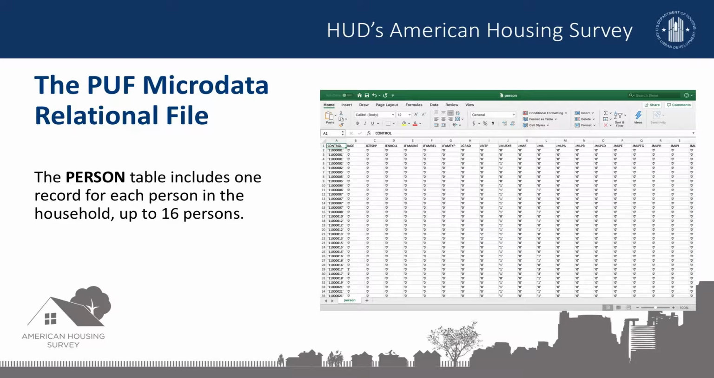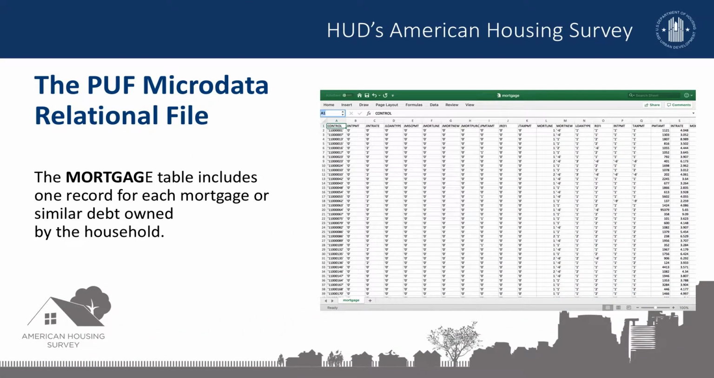For 2015 and forward, each person in the person table receives a unique person number, PLINE, and this number will be unique for the life of the longitudinal sample. In other words, if a person moves out of the housing unit, that PLINE number will not be reused. The mortgage table includes one record for each mortgage or similar debt owned by the household. The PUF microdata includes the first three mortgages. The IUF includes all mortgages reported by the respondent, up to 5.